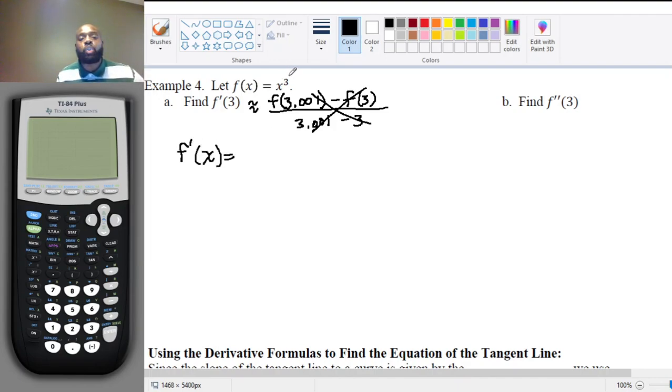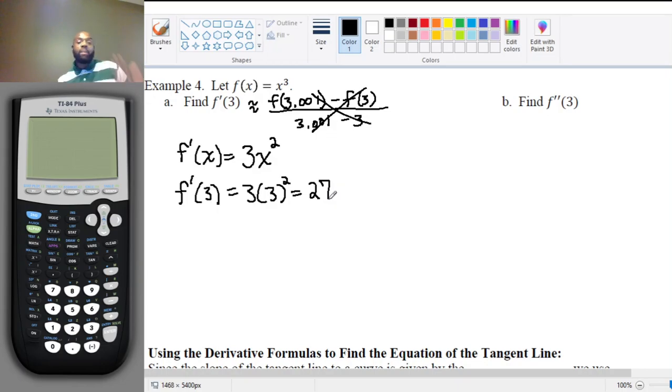Remember, this is x to a numerical exponent, so the power rule applies there. We bring that 3 out front, and it's now the coefficient, and we reduce that exponent by 1, so the derivative of x cubed is 3x squared. Now that we have our derivative function, if I want to find f prime of 3, all I have to do is substitute 3 in for x. That's 9 times 3, which is 27. When I plug 3 into my derivative function, my output is 27.